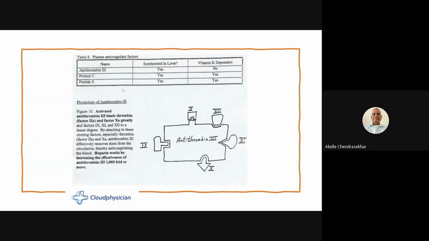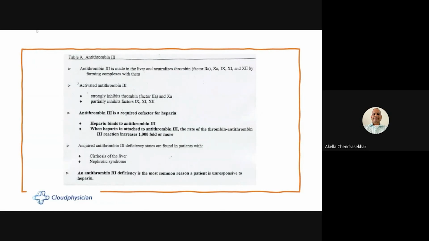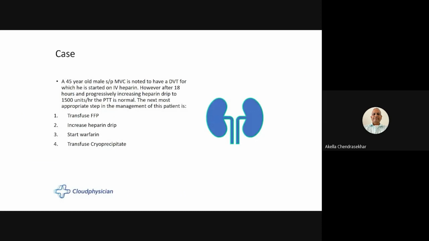Next slide. So again, antithrombin 3 is also produced by the liver. Keep that in mind. So if you're trying to anticoagulate somebody, keep that in mind if heparin is not working, the number one reason. Next slide. Okay. Now, here is that question, right?